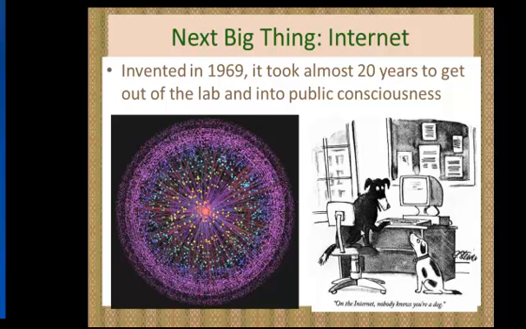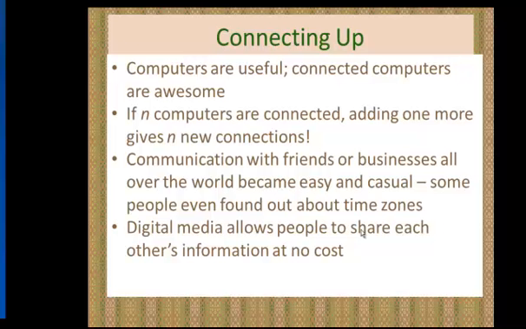Also in this generation, as you know, the internet came about. Now the internet was invented in 1969. It took over 20 years, though, for it to come to us. Computers are useful. Connected computers, such as connected on the internet, are awesome. If you have N computers that are connected, and we add one more computer, you have N new connections. And we're communicating with friends and businesses all over the world in different time zones.